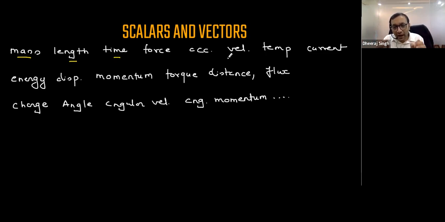Will that help you to analyze where the object will be after some time? If I tell you velocity is something, constant velocity only. I tell you the velocity is 2 meters per second. After 2 seconds, where the object will be? You'll say 2 into 2, 4 meters. But I am asking you where exactly it will be. You cannot tell. Why? Because I am not telling you which direction that object is moving.